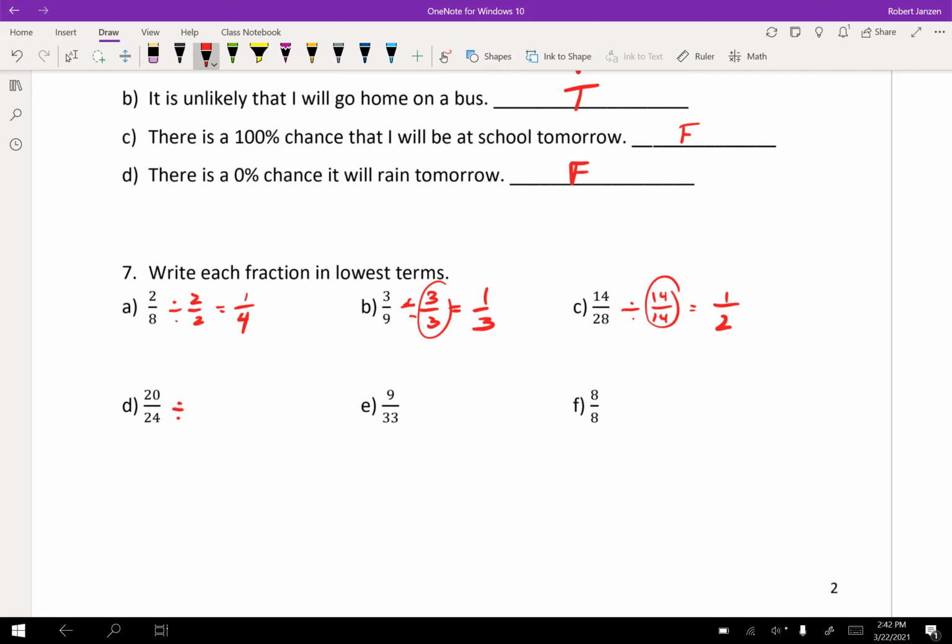Okay, what goes into 20 and 24? I think 4 and 4, so I get 5/6. Is there a number that goes into 9 and 33? I think 3 does. So I get 3/11. And is there a number that goes into 8 and 8? Yeah.